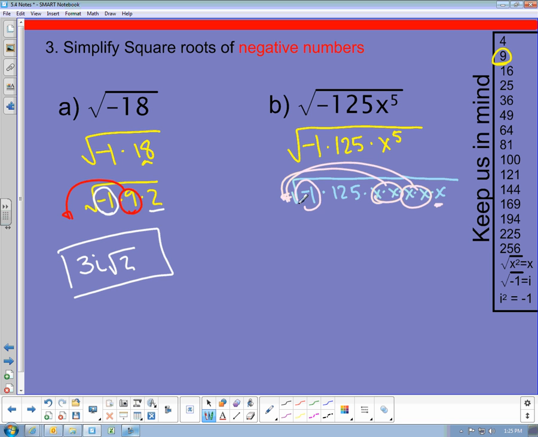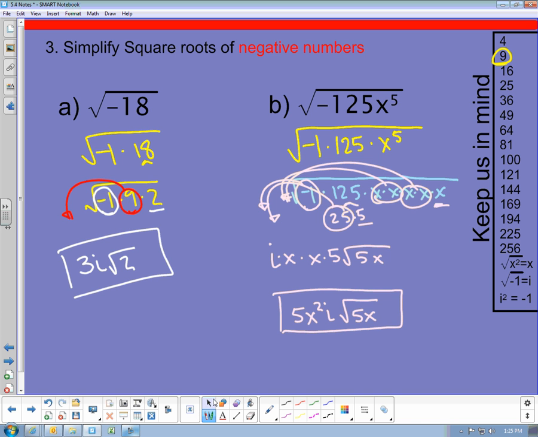So I also have the square root of -1, which we now know is i. So I have an i out front, I have an x out front, I have an x out front. Then this 125, this is the same thing as 25 times 5. And this can come out front because the square root of 25 is 5. So look at what we have left over. We have 5 and we have x. That's all that's left underneath. So now putting all this back together, I have a 5, I have an x squared, and I have an i out front. That leaves me with the square root of 5x left over underneath.